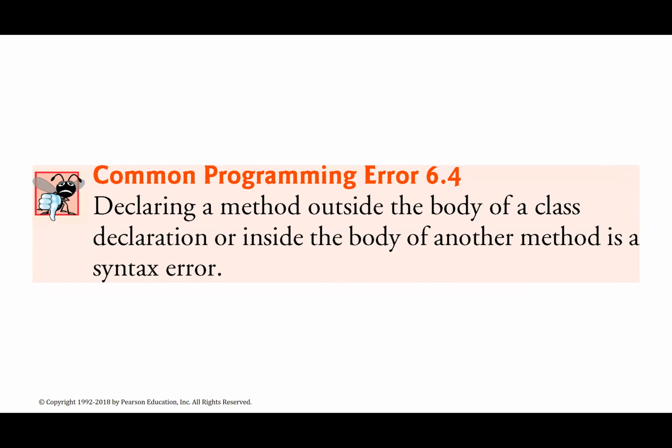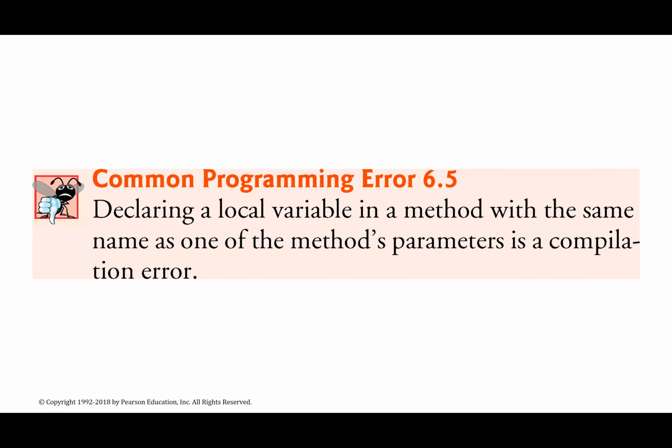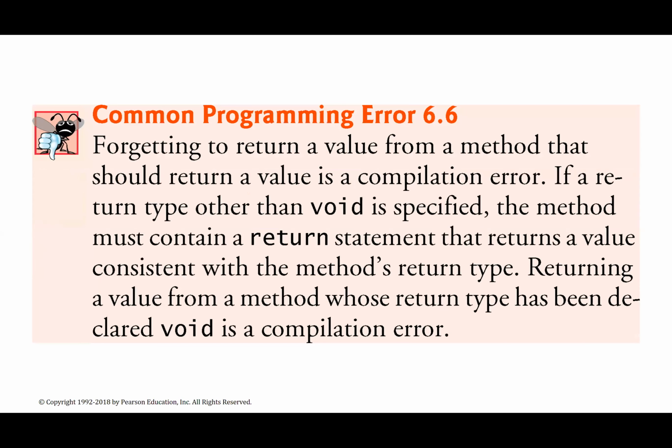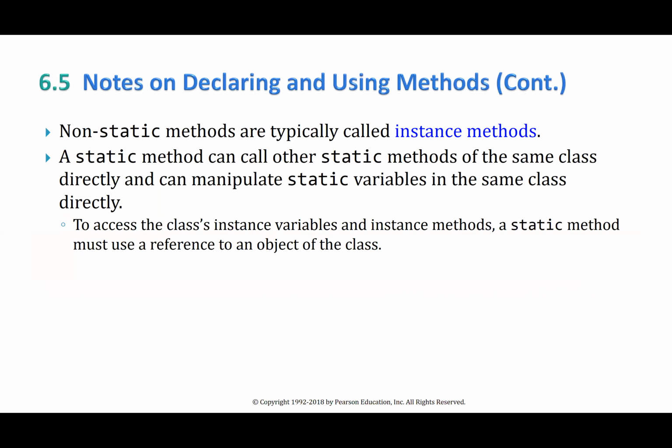Declaring a method outside the body of a class is not legal, and you can't declare a method inside of another method. So make sure that your one method ends before your next method begins. Declaring a local variable in a method with the same name as one in the parameter list will not work because Java will not know which one to use. And forgetting to return a value from a method that has a return type in the signature, okay, will be a compile time error. So you'll find those pretty quickly because they will not compile. Okay, if you don't want to return anything from a method, make sure you make it void.